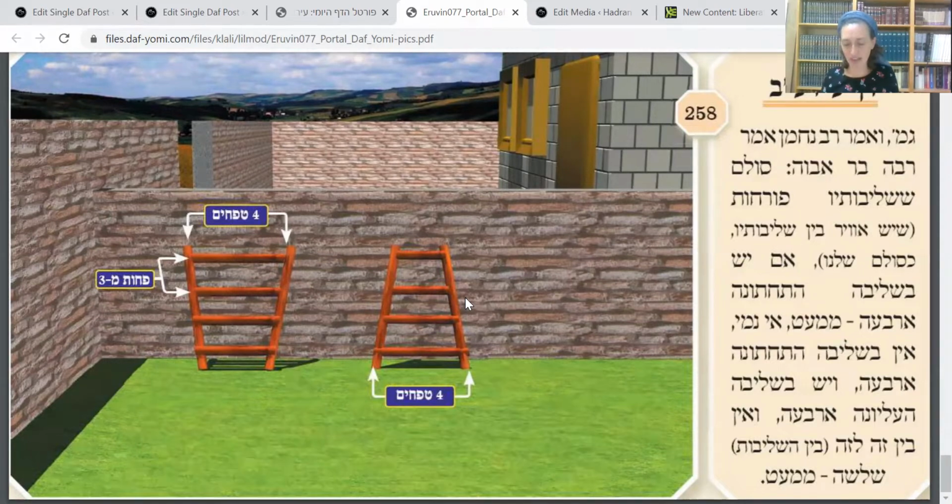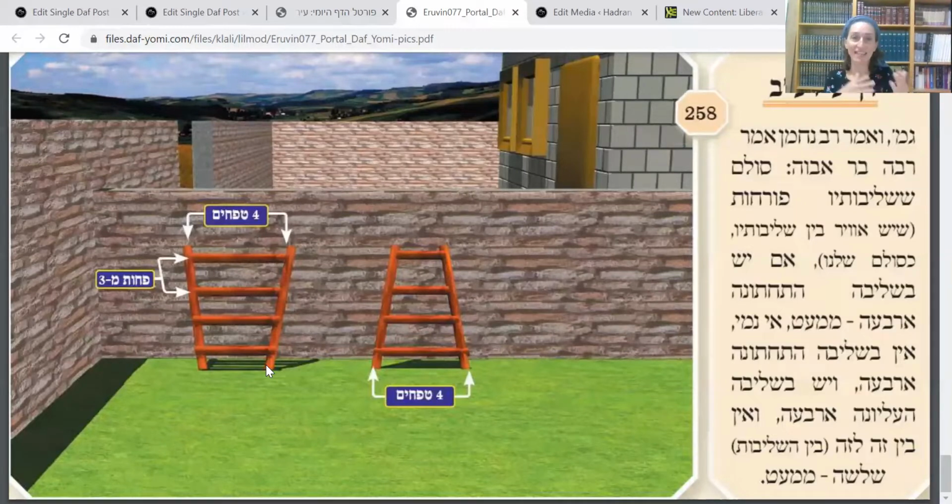Or you could say the bottom one isn't 4. This is the picture on the right hand, on the left hand side, where the bottom one isn't 4, but yesh b'shliva ha'elyona 4, but the top one is 4 wide, and ein bein ze lezeh shlosha, and each rung is within 3 tvachim of the other one. That's going to basically consider it as if the bottom one is 4 tvachim wide, and that will, again, bring down the height of your wall.